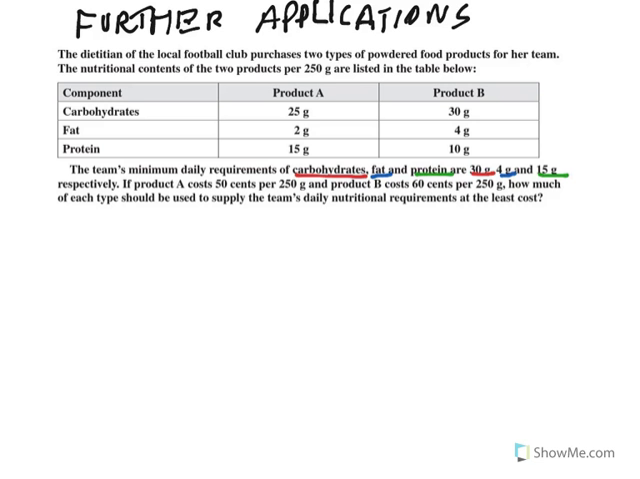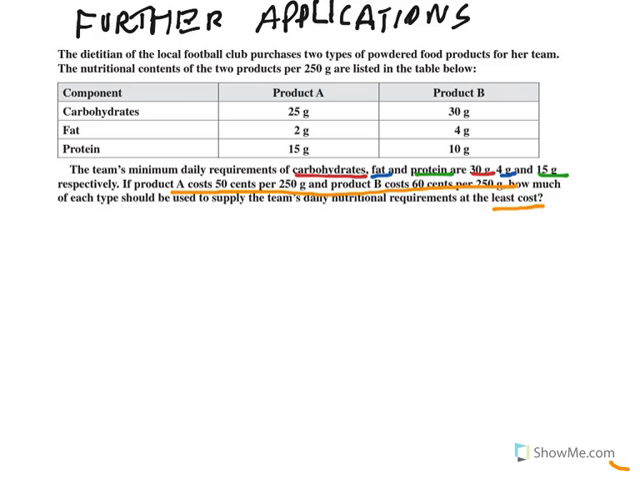Product A costs 50 cents, product B costs 60 cents per 250. How much of each for the least cost? So there's our objective: costs, least. Alright, so we've got our restrictions and our objective.